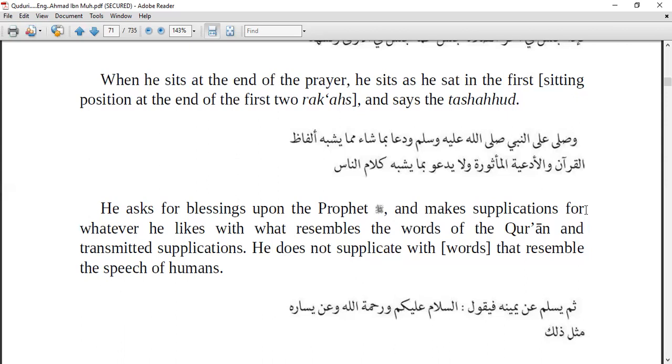وَلَا يَدُعُ بِمَا يُشْبِهُ كَلَامَ النَّاسِ, and should not supplicate things that resemble speech of humans. Easy distinction. Anything you can ask a human being, don't make dua for that in your salah. Anything you can't ask a human being, make such dua in your salah. So, for example, asking for maghfirah, asking for jannah, asking for protection from the shaitan, from the nar, asking for the riza of Allah subhanahu wa ta'ala. All these things, you can't ask a human being. They can't grant you these things. Only Allah subhanahu wa ta'ala can. So these are the things that you should be asking.